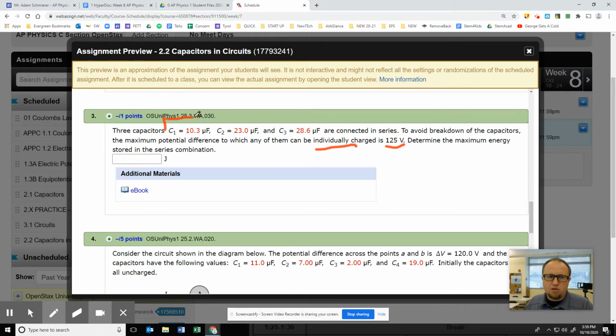And the person I was talking to said, that first capacitor, that's going to be your limiting factor. Because if I put 125 volts on that, that's going to get a certain amount of charge. That'll work for the rest of them. But if I were to use the bigger ones, it's going to mess it all up.